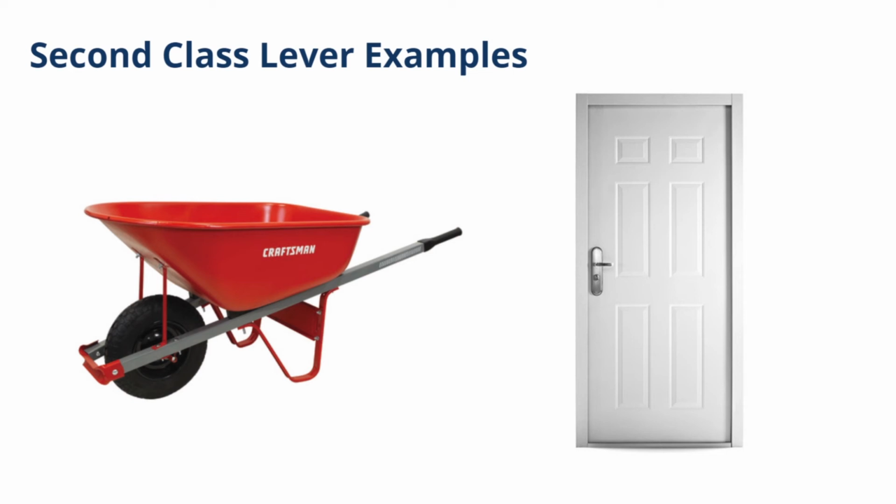The most common example of a second-class lever is a door. You push on the handle to move the door. The fulcrum is where the door hinges, the effort is the handle, and the load is the entire door itself. You've done this plenty of times before.